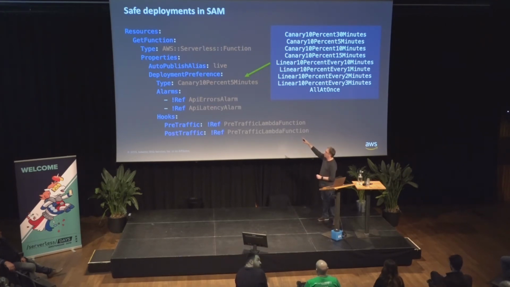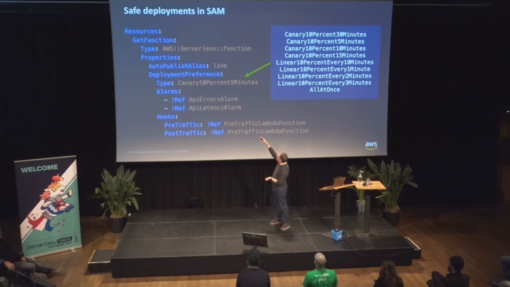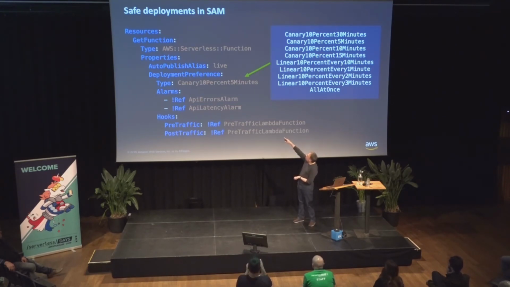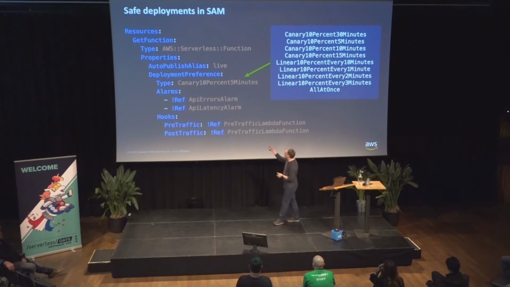Adding this canary deployment to a function is relatively easy, because this is the same template as before. And you can just specify a deployment preference. In this case, canary 10%, 5 minutes. That means that the new version of the function is given to 10% of the invocations for 5 minutes, and then if everything works, it's given to everybody. And then you can set a list of alarms. Those are CloudWatch alarms. So for example, if there is an API error, or if the API latency is too high, roll back the deployment.